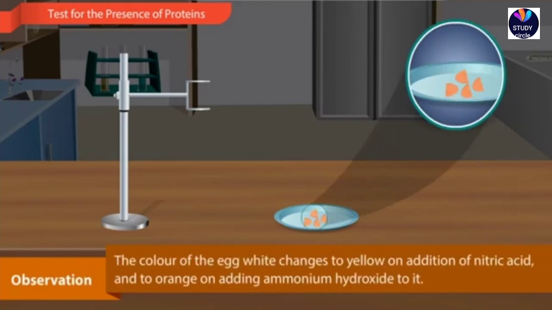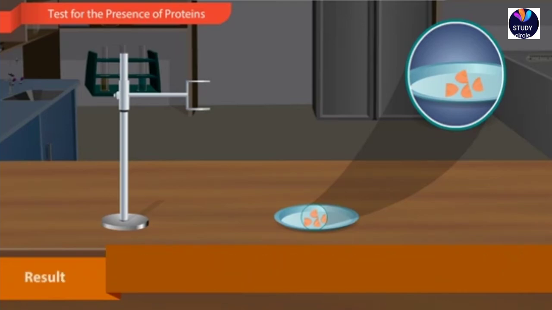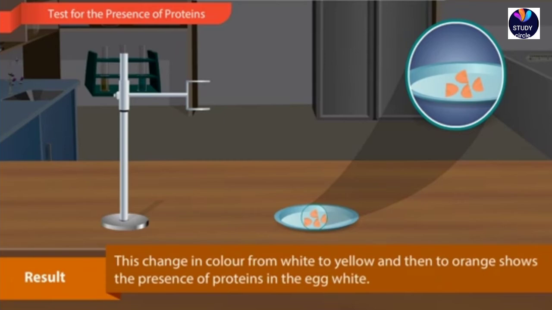Observation. The color of the egg white changes to yellow on addition of nitric acid and to orange on adding ammonium hydroxide to it. Result. This change in color from white to yellow and then to orange shows the presence of proteins in the egg white.